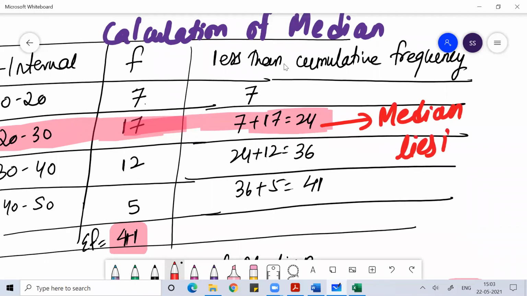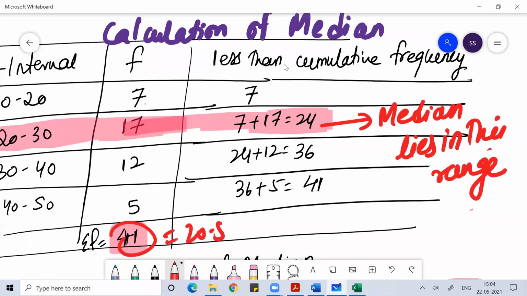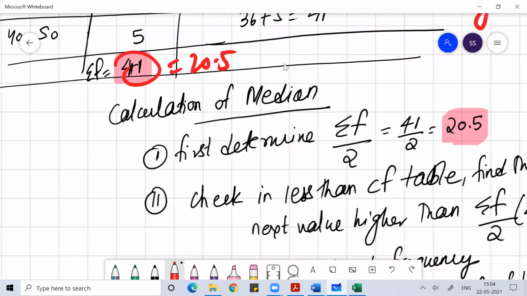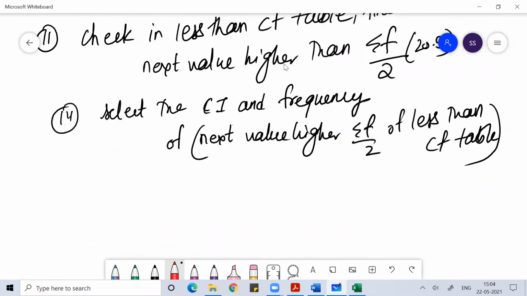Because what is median? Median is the middlemost value. So the middlemost value is 20.5. Where does 20.5 lie? 20.5 will lie here. Can you understand this? So 20.5 lies here. So median is the middlemost value. So select the class interval and frequency of the next value higher than sum of f by 2.